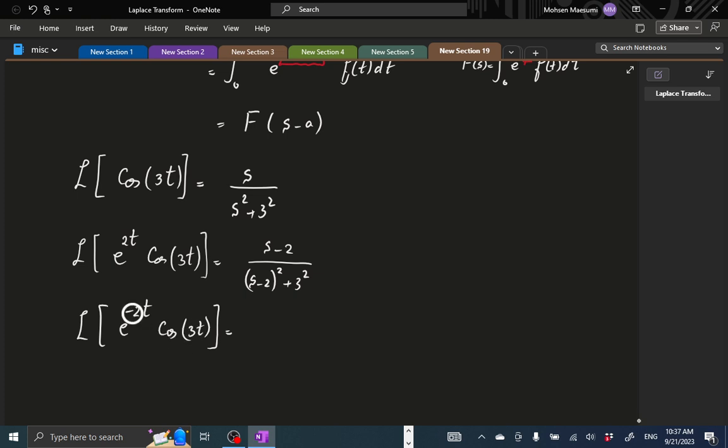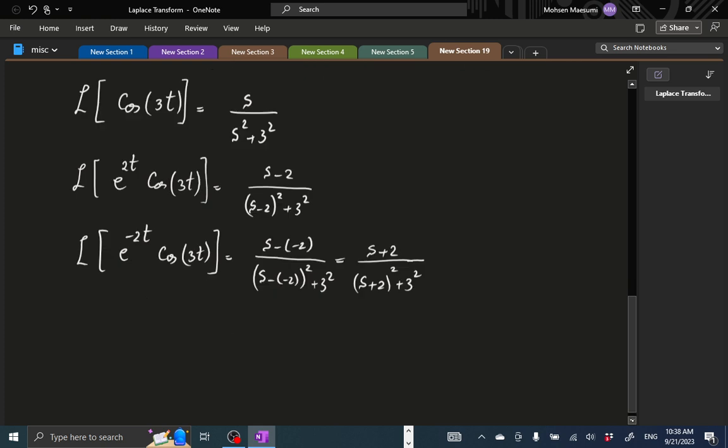So what happens when I have an exponential of a negative? Well, simply we have to replace s by s minus this number. So it's going to be s minus minus 2, s minus minus 2 squared plus 3 squared. So of course, once we get used to it, we just write it in a more readable form, and that is our answer in this case. Same thing applies. Let's do another example.